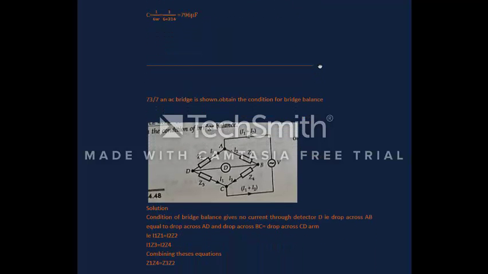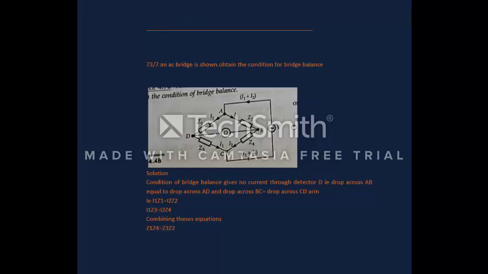So by that, now we'll see the next question. Next question: there's an AC bridge shown; obtain the condition for the bridge balance. It's the same as depicted in a DC case, so we have to balance this. In such a case, the condition of a bridge should give no current through detector D. This detector D shouldn't detect any current.